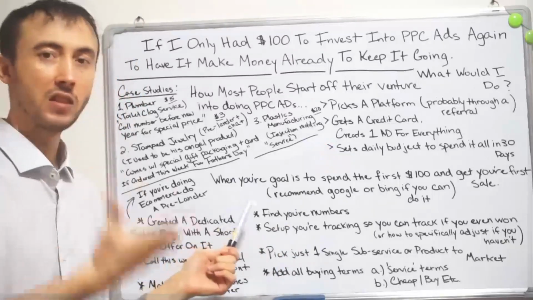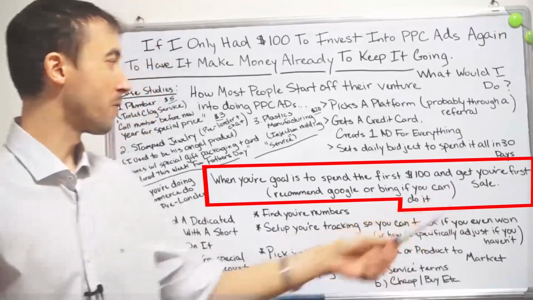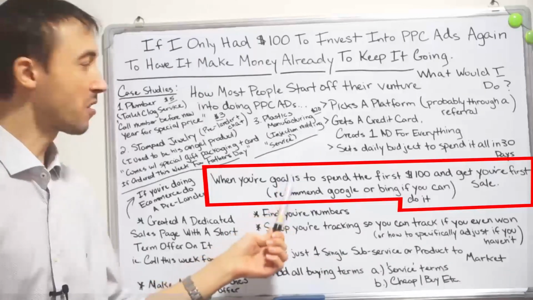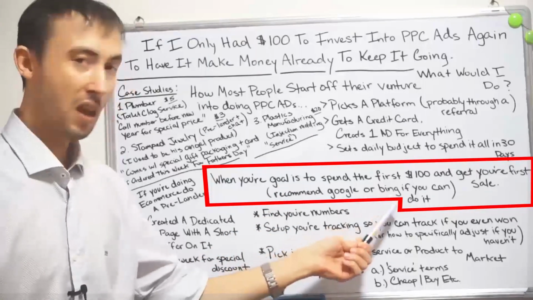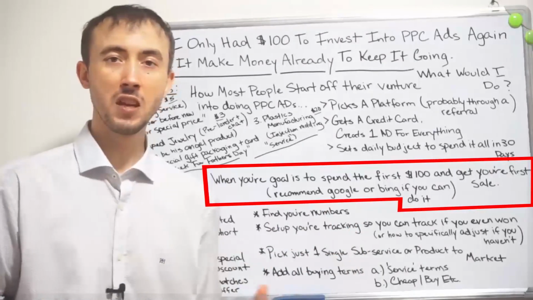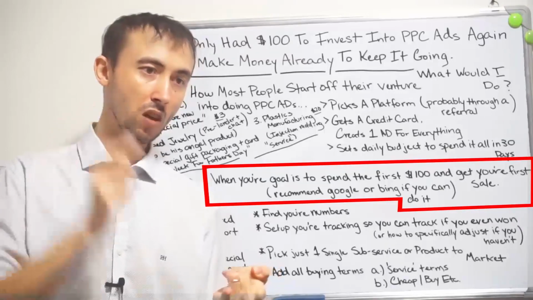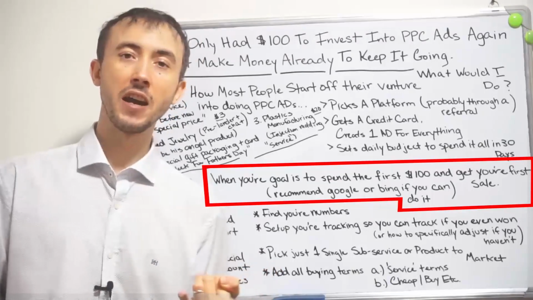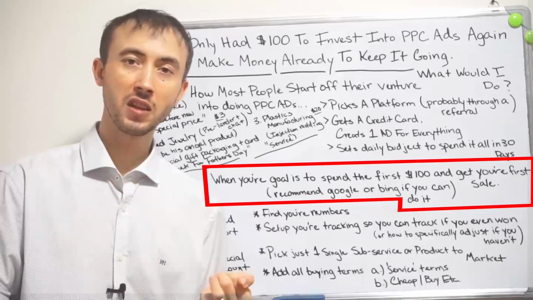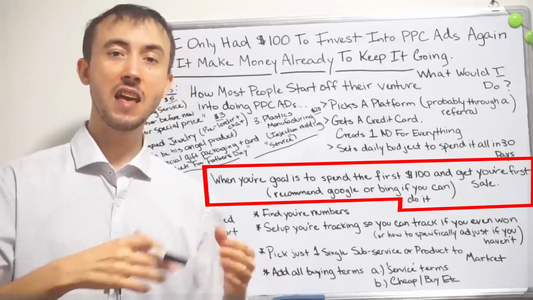Here's what you basically will do. When your goal is to spend the first $100 and get your first sale, I'm going to recommend starting out with Google or Bing if you can do it. When I say if you can do it, Bing, if you haven't watched my other videos, and I've got videos about Bing, you're usually going to get 50% higher ROI on Bing than you are in Google because the cost per click is lower, the conversion rates are higher, and it works a lot.